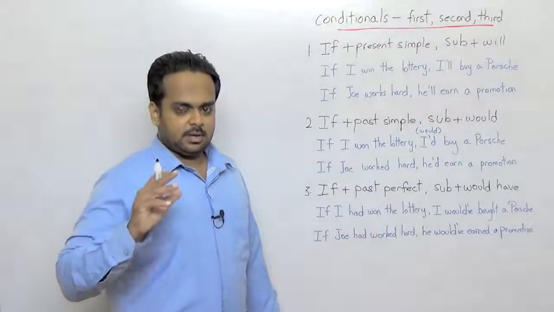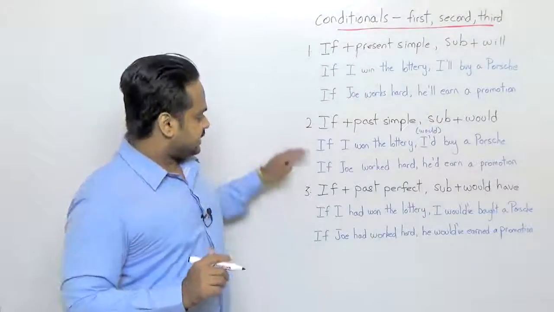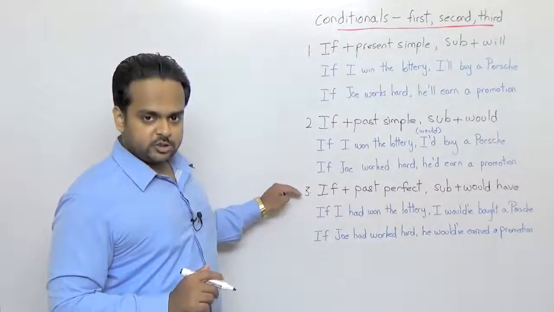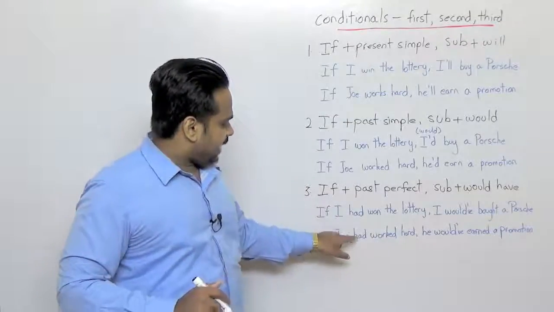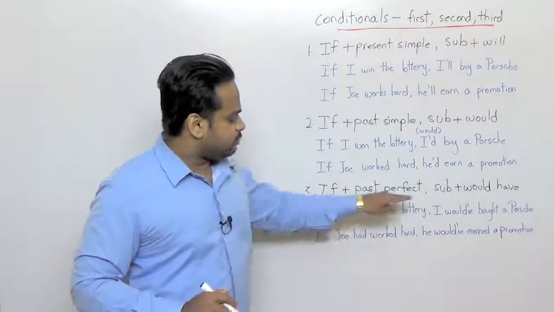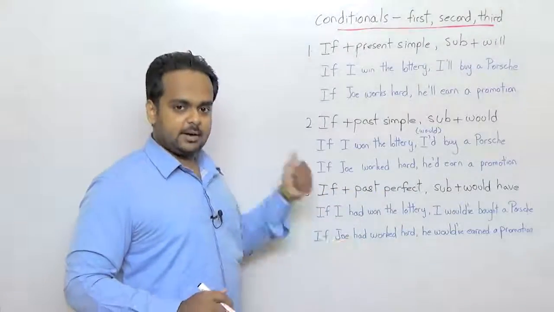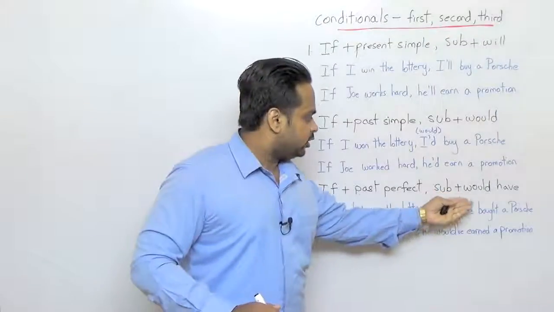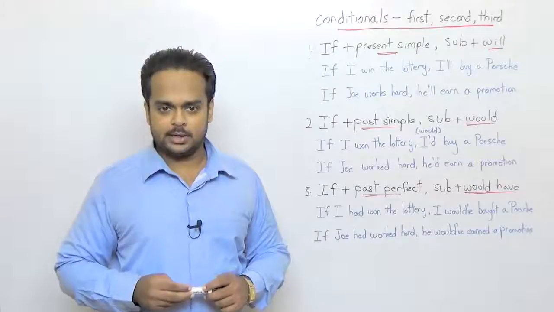If you've been paying very close attention, you will notice that the difference between the second and third conditionals is simply that we have added a have in both the condition and the result. Here it's in the past perfect, so it's become had. Here it's with would, so it's become would have. All right, let's do a quick recap.